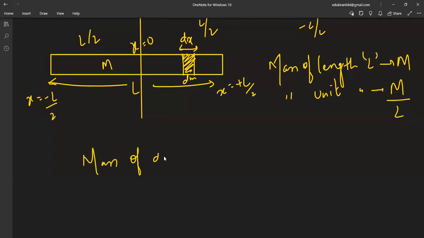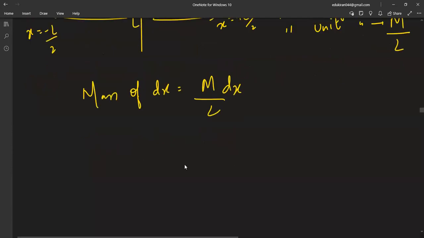So what is the mass of dx? If for 1 unit length I have M by L, then for dx it will become M by L dx. I just wanted to remove dm. I wanted to have x in my calculation so that I can integrate it from minus L by 2 to plus L by 2. That's why I did this. Otherwise, the formula was fine.